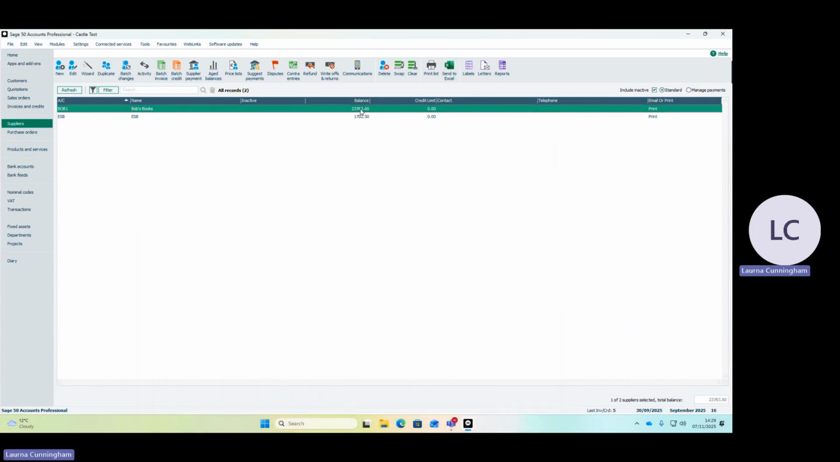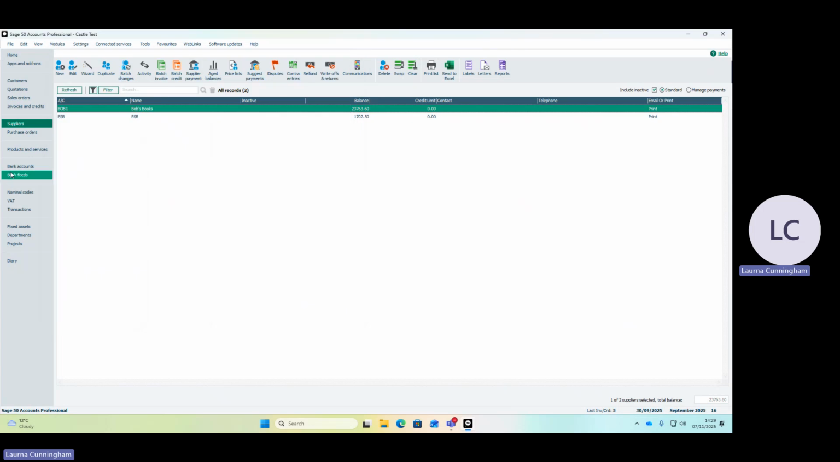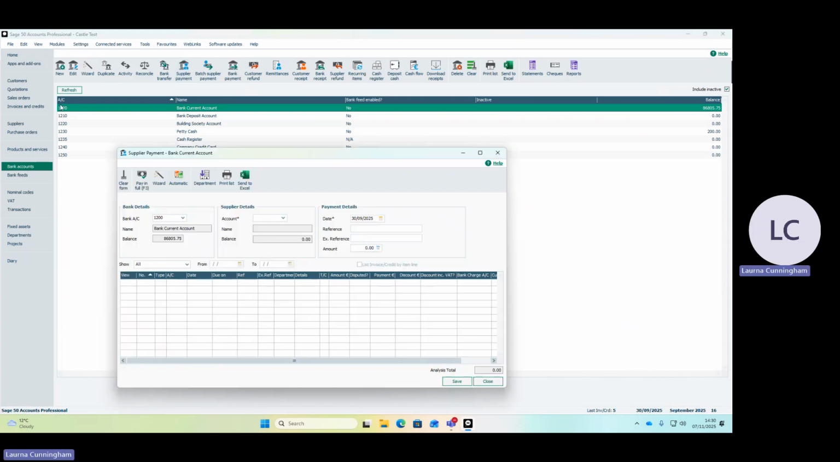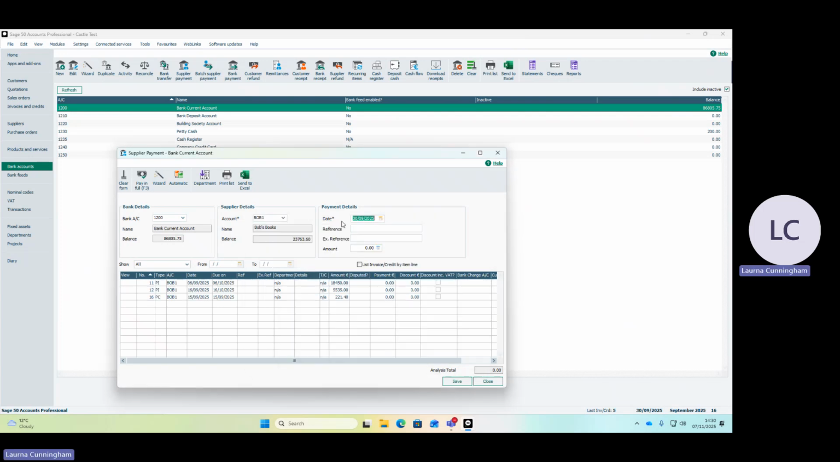Again, it doesn't show separately. It's included in the running balance, but it's in there. Again, you can see it by looking at the activity. You see 2 purchase invoices and 1 purchase credit. So back to our bank accounts now, and we're going to deal with making payments to our suppliers. So we click on supplier payment, and we're making these payments out of our bank account, so out of 1200. So I'm just going to query Bob, and I'll see all of the activity that I had with Bob.